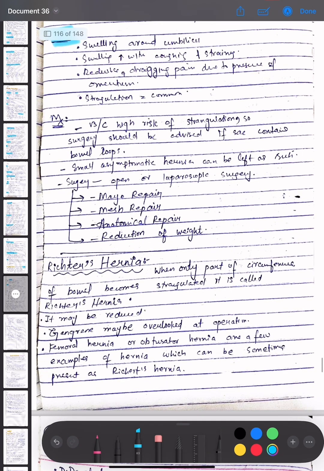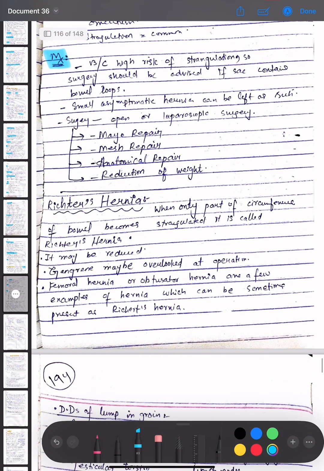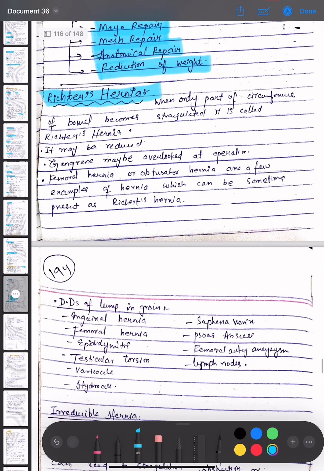The management options: because of the high risk of strangulation, surgery should be advised if the sac contains a bowel loop. A small asymptomatic hernia can be left as such. Surgery, open or laparoscopic: we have Mayo repair, mesh repair, anatomical repair, and reduction of weight. Now we have Richter's hernia. When only part of the circumference of the bowel becomes strangulated, it is called Richter's hernia. It may be reduced, and gangrene may be overlooked at operation. Femoral hernia or obturator hernia are a few examples of hernias which can sometimes present as Richter's hernia.